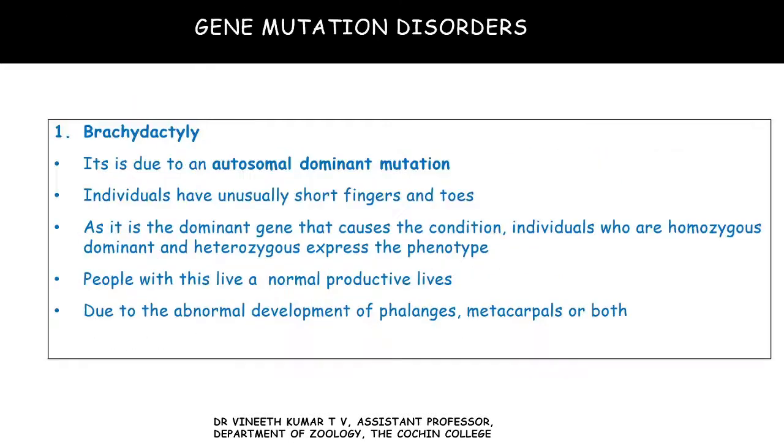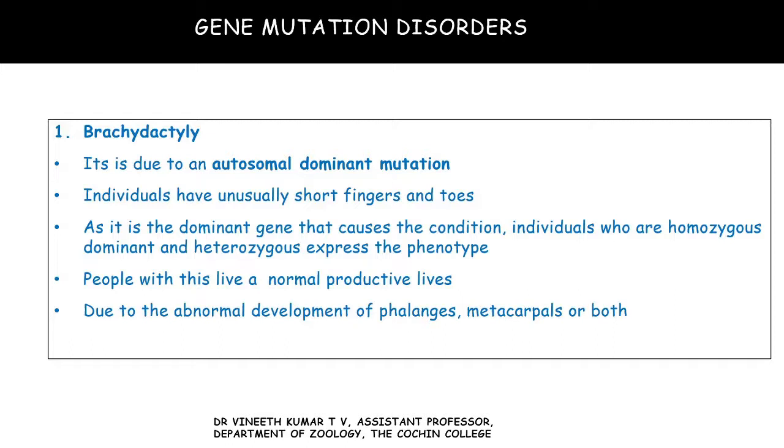The first one will be brachydactyly. As we mentioned earlier, this is due to an autosomal dominant mutation, and the main feature of this particular condition is abnormally short fingers and toes. As it is due to a dominant gene, individuals who are both homozygous as well as heterozygous express this phenotype.